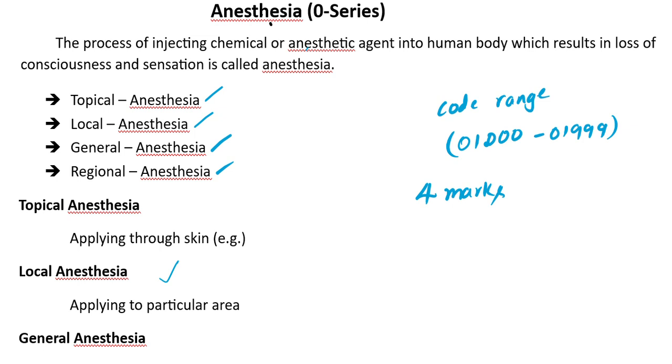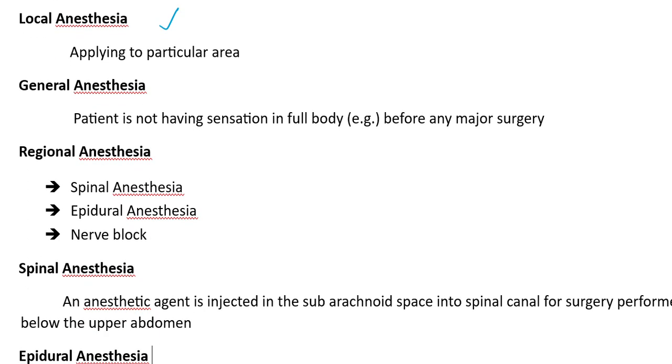Okay, so next, general anesthesia. What is general anesthesia? The patient does not have sensation in the full body when general anesthesia is administered. This will happen majorly when they are performing major procedures.